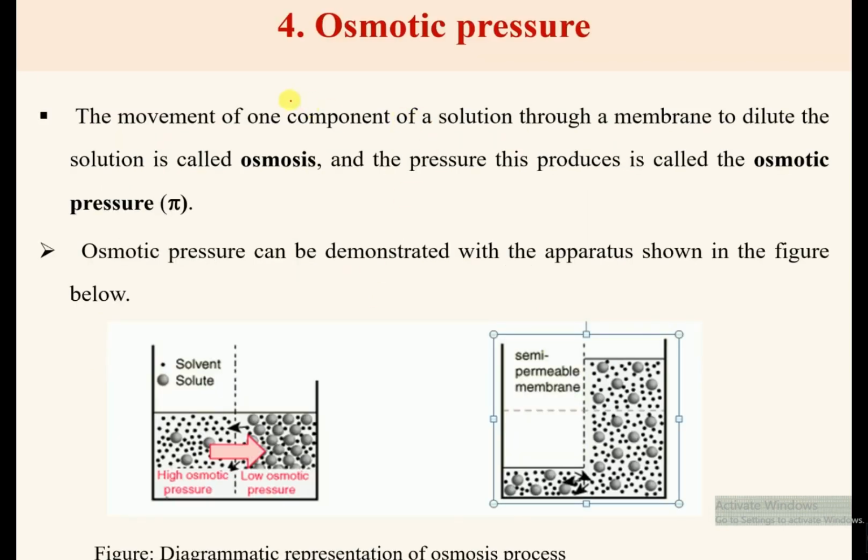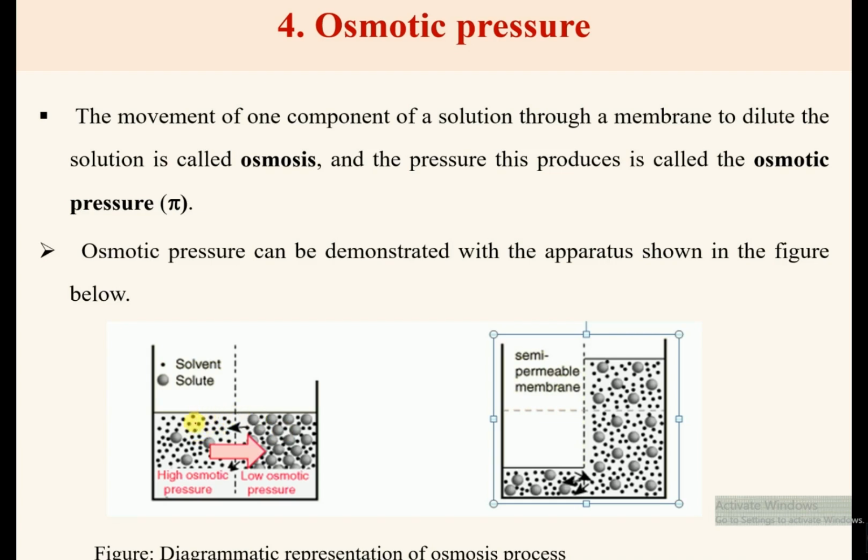The last but not the least is osmotic pressure. Let us see this picture. Look, this is the concentration. In the picture, as we can see, this is at high concentration, this is at low concentration. So because of this concentration gradient, solvent molecules would migrate from low concentration to high concentration.